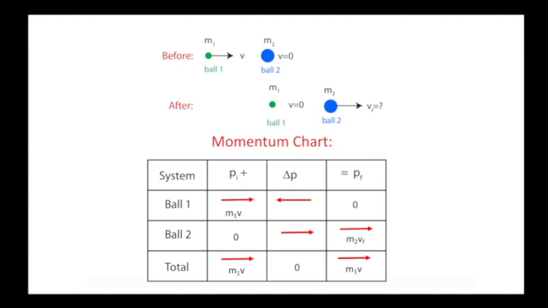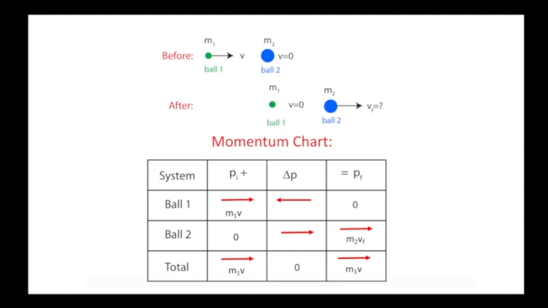So we often use momentum charts to break behavior like this down. This is just a really simple case of a ball hitting another ball. The second ball has what looks like a larger mass, and once the first ball hits the second one, it comes to a stop, and so the other one shoots off. Identifying this in a momentum chart, we see ball 1 has some momentum, ball 2 has none, and so our total is just whatever ball 1 had.